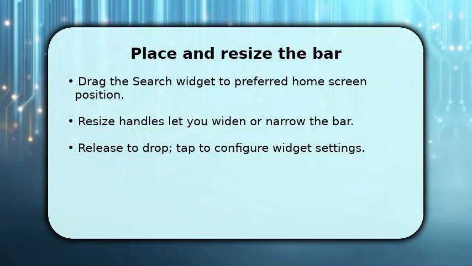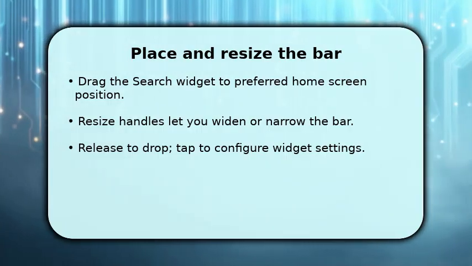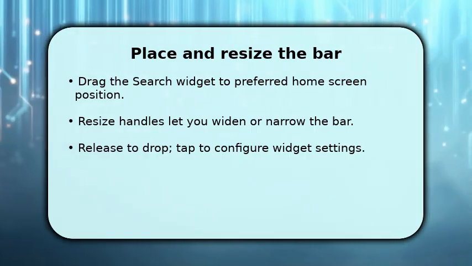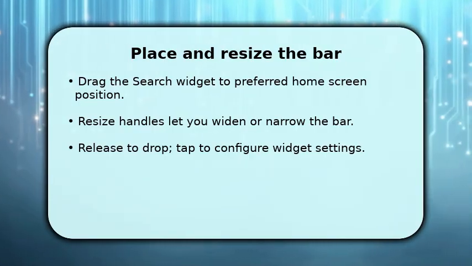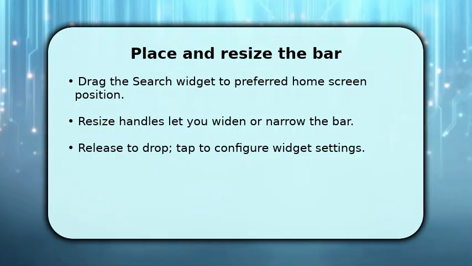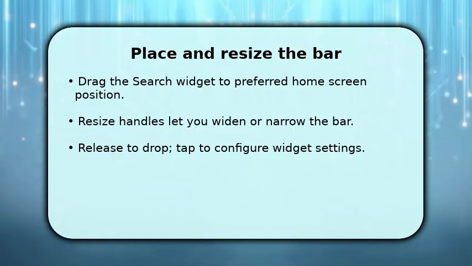Once placed, use the resize handles. Drag outward to widen or inward to shrink, so it fits your layout and leaves space for other icons. Make sure it doesn't overlap an app folder. After positioning, tap the widget once to open configuration if offered. You can pick voice search, shortcuts, or display options. Now your bar is visible and ready to use.